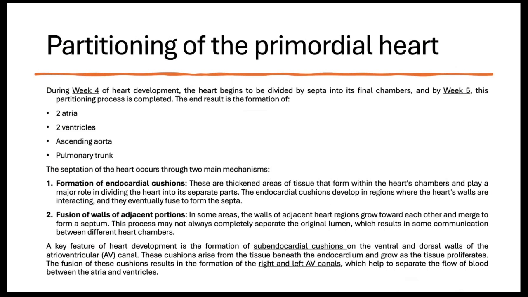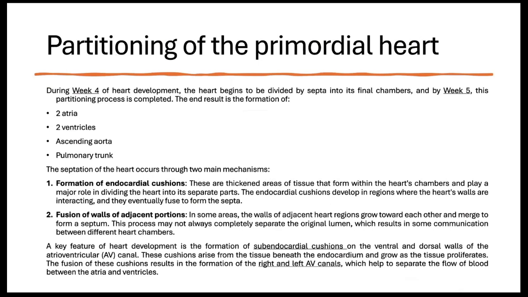Around the fourth week of heart development, the heart starts getting divided by the septa to form all the significant chambers of it. So it'll result in the formation of the two atria, the two ventricles, and the ascending aorta, as well as the pulmonary trunk. And this separation of the heart occurs through two really important mechanisms. The first one is the formation of the endocardial cushions, and the next one is the fusion of the walls of the adjacent portions. The endocardial cushions are basically thickened areas of tissue which come in the middle of the heart. I'll show you in the diagram later on.